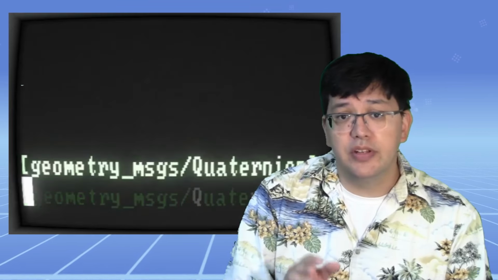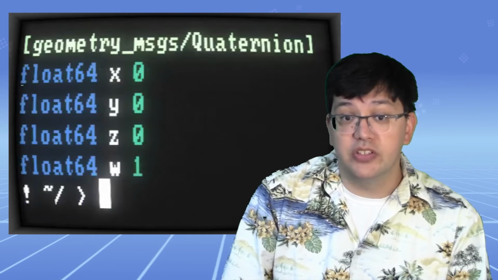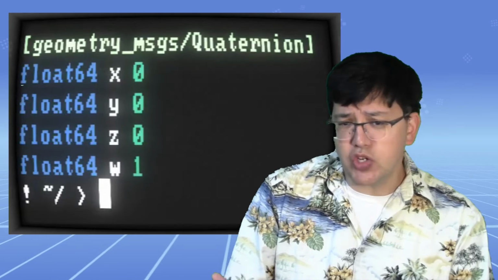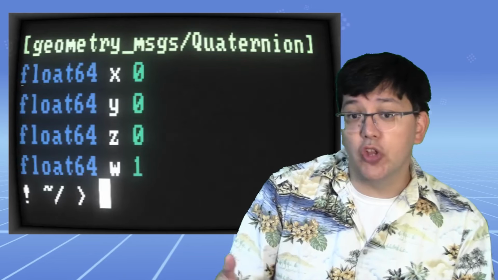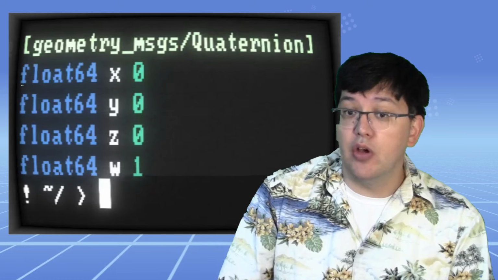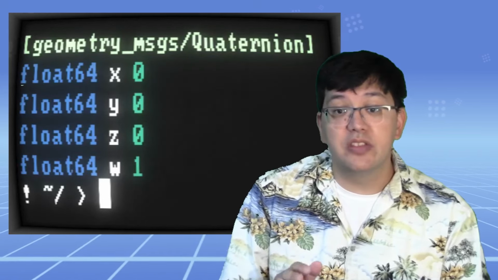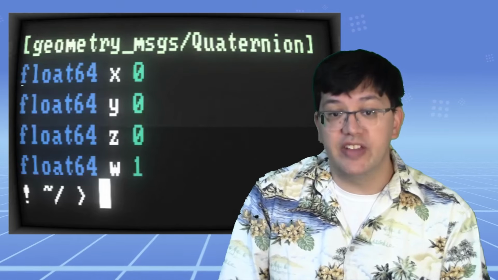For example, the sensor_msgs Quaternion interface has 4 fields. Geometrically, initializing all the fields to 0 does not make sense. So adding the default value of 1 to the W field, with the rest defaulting to 0, makes it so that the default expression of this message is valid.